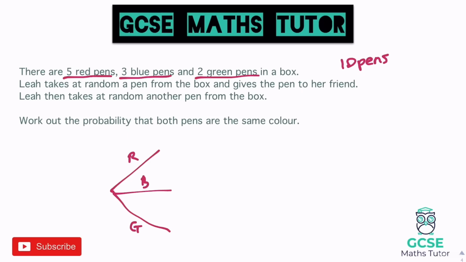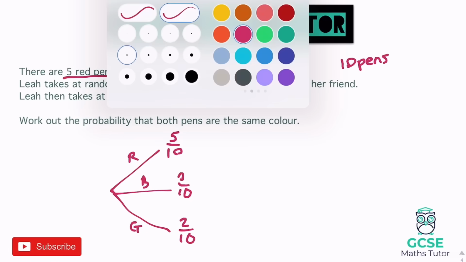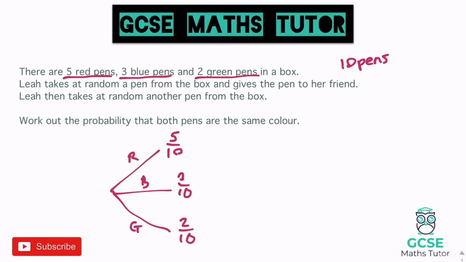So the probability of getting a red is 5 out of 10. The probability of getting a blue is 3 out of 10. And the probability of getting a green is 2 out of 10. Now it's up to you. We can do all 3 branches coming off these if you want for that second pick. It says she doesn't replace it. So off each branch you've got red, blue, green, red, blue, green, and red, blue, green for the bottom.